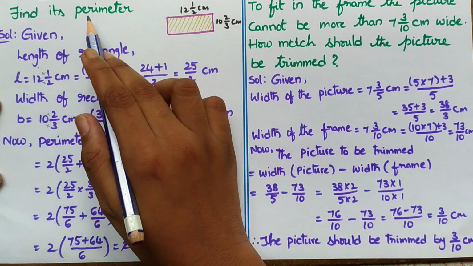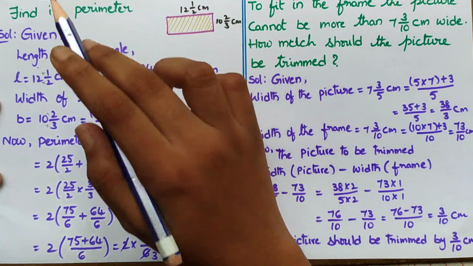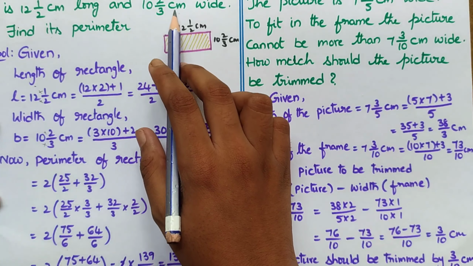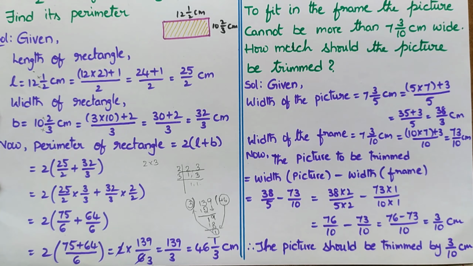Therefore, the perimeter of this rectangular sheet of paper, which is 12 1/2 centimeters long and 10 2/3 centimeters wide, is 46 1/3 centimeters. Is it clear, friends?